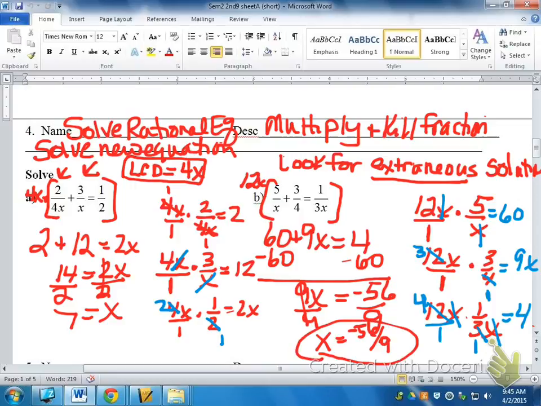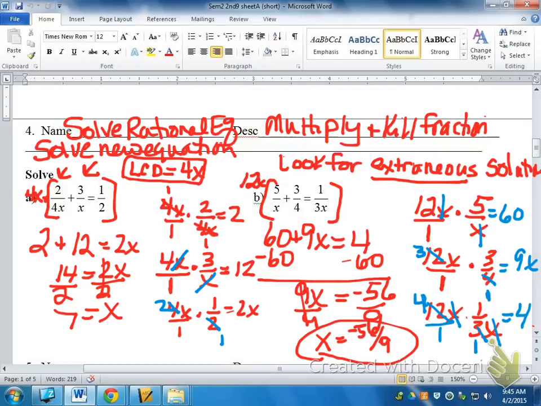Would that be an extraneous solution? No. What would be the only extraneous solution in this equation? Again, it couldn't be a 0, right? That's my extraneous solution. If it came out to 0, you'd have a problem, but it didn't, so we're good.